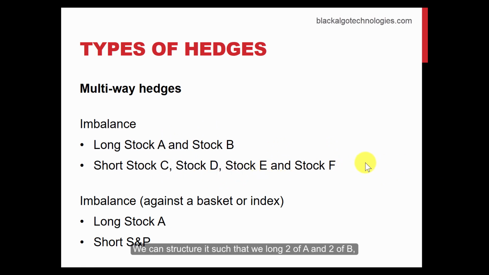So we can structure it such that maybe we long 2 of A and 2 of B, but short 1 unit of CDEF. So we have 4 units versus 4 units. But if you want to have it in an imbalanced way, it's possible as well, depending on what you're targeting. Imbalance against a basket or index. So in this case, we long stock A alone and short the entire S&P, which was the example we gave with the Apple stock.